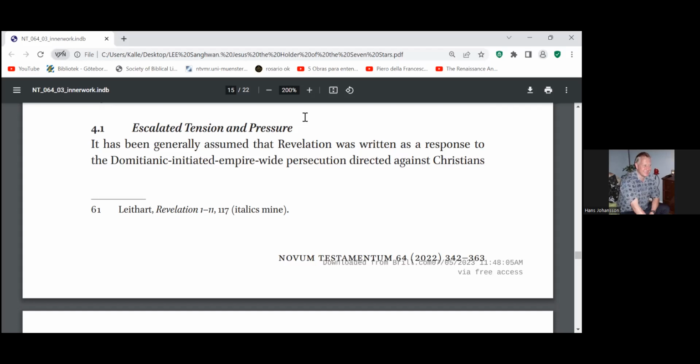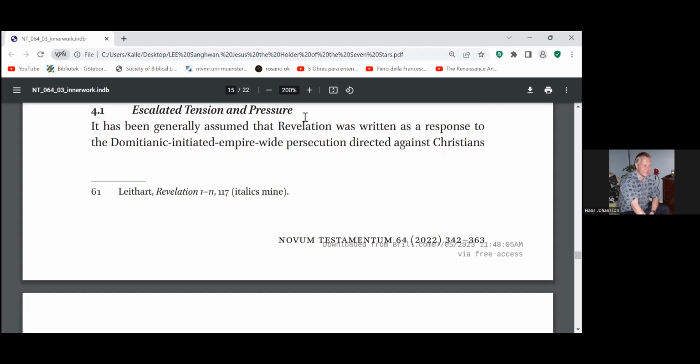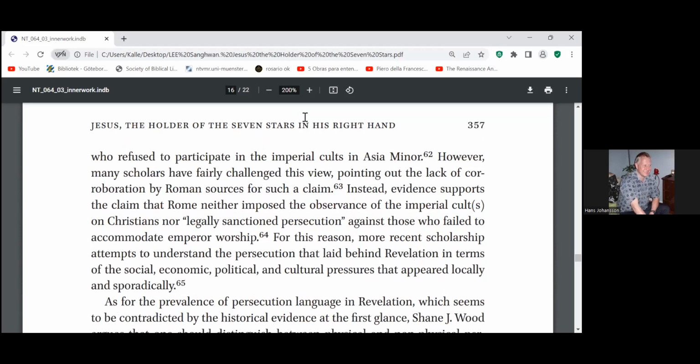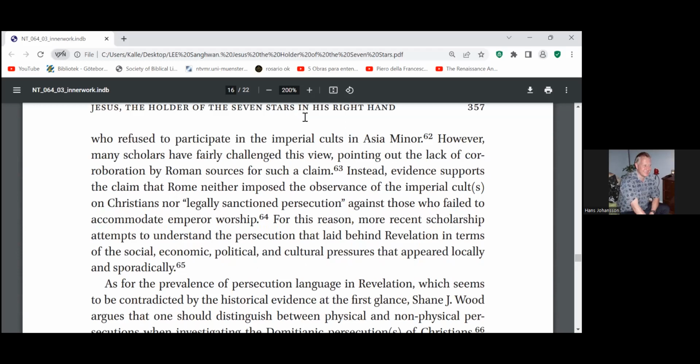Escalated tension and pressure. It has been generally assumed that Revelation was written as a response to the Domitianic initiated empire-wide persecution directed against Christians who refused to participate in the imperial cults in Asia Minor.